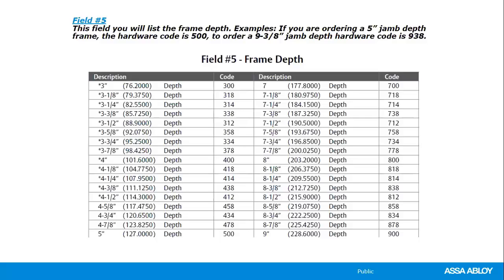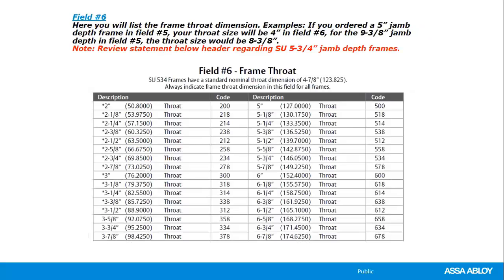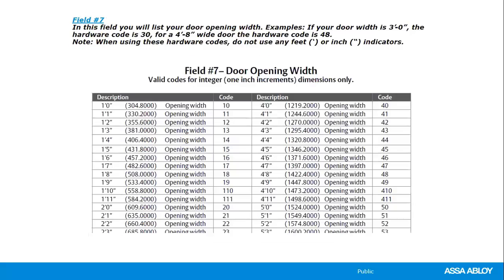These are your frame depths or jamb depths that are listed. And then we get into your throat sizes. Again, in the book, they will have different notes at the bottom of the page. And sometimes, depending on how complicated the hardware codes are, they have some that have a full page of information that you just want to be aware of.